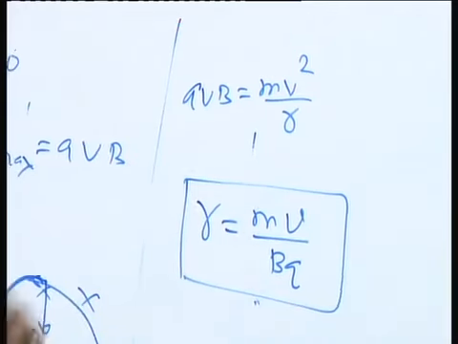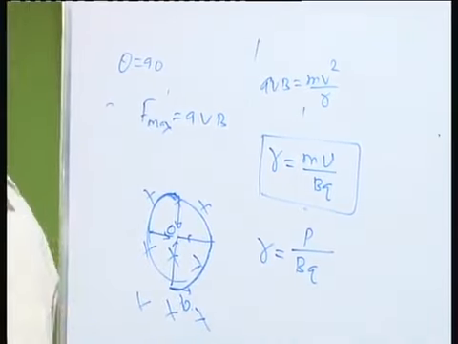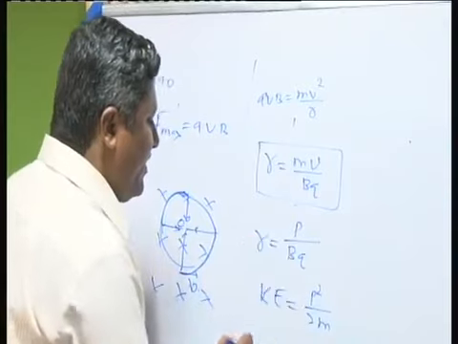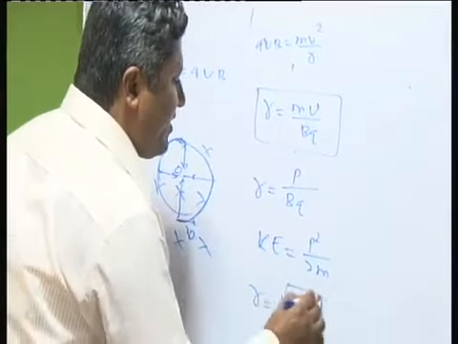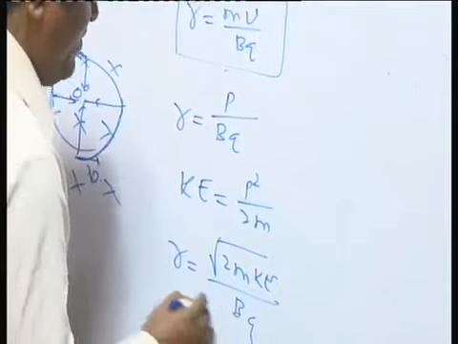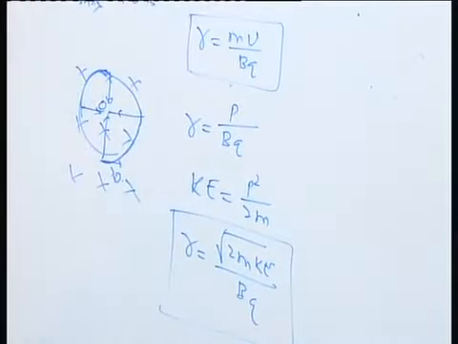Radius equals momentum divided by bq. And in the first view we studied that the relation between momentum and kinetic energy is kinetic energy equals p square by 2m. So using this I can write the radius expression as r equals root 2m into kinetic energy divided by bq. This is one more expression of radius in terms of kinetic energy.